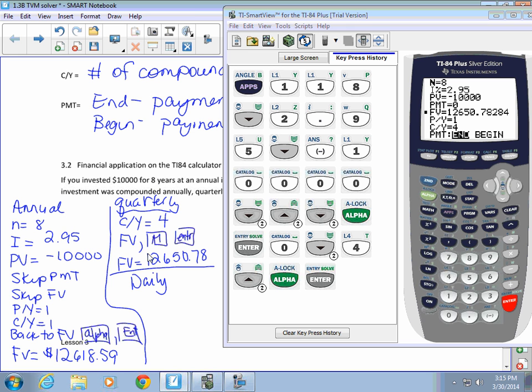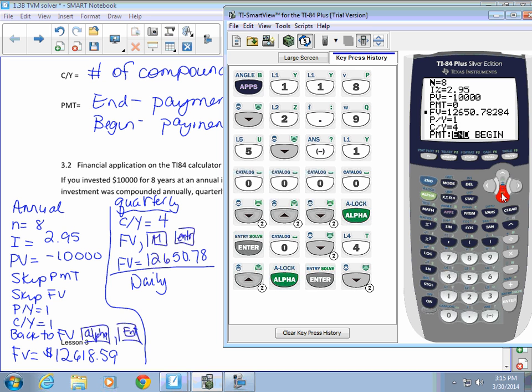So for daily, it's the same thing. My number of years that I'm doing this for is 8 years. My interest is the same. My payment value or the present value is that $10,000. Change this. Well, you probably don't even have to change it, but we'll see.